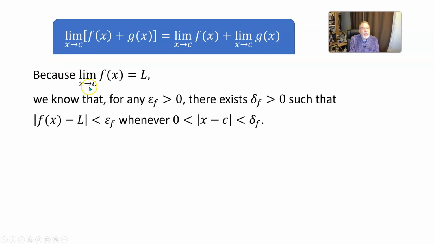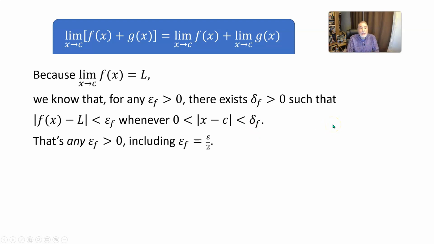Now, because the limit as x approaches c of f of x is L, we know that for any epsilon, and this is not necessarily the same epsilon that we were looking at earlier, so I'm calling this epsilon sub f, the epsilon just for the function f. We know that for any epsilon sub f greater than 0, there exists a number delta sub f greater than 0, such that the absolute value of f of x minus L is less than epsilon sub f whenever 0 is less than the absolute value of x minus c is less than delta sub f. So f of x is close to L whenever x is close to c.